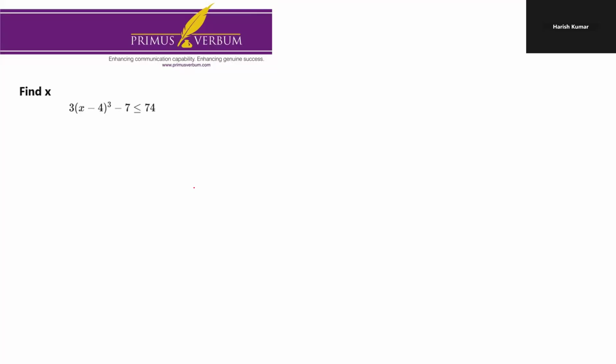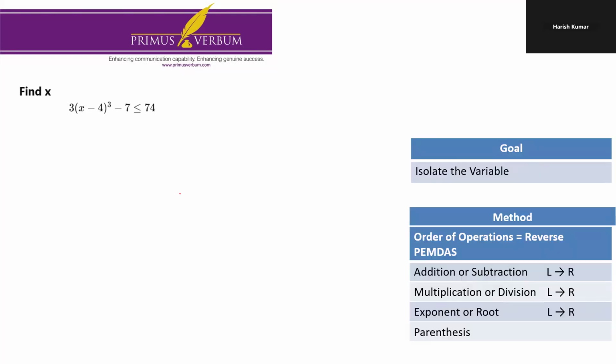Hi students, let's have a look at this inequality: 3 times (x minus 4) whole cubed minus 7 is less than or equal to 74, and we have to find x. And as usual, we will use the reverse PEMDAS method to isolate the variable on one side of this inequality. So the first thing we are going to do is addition.